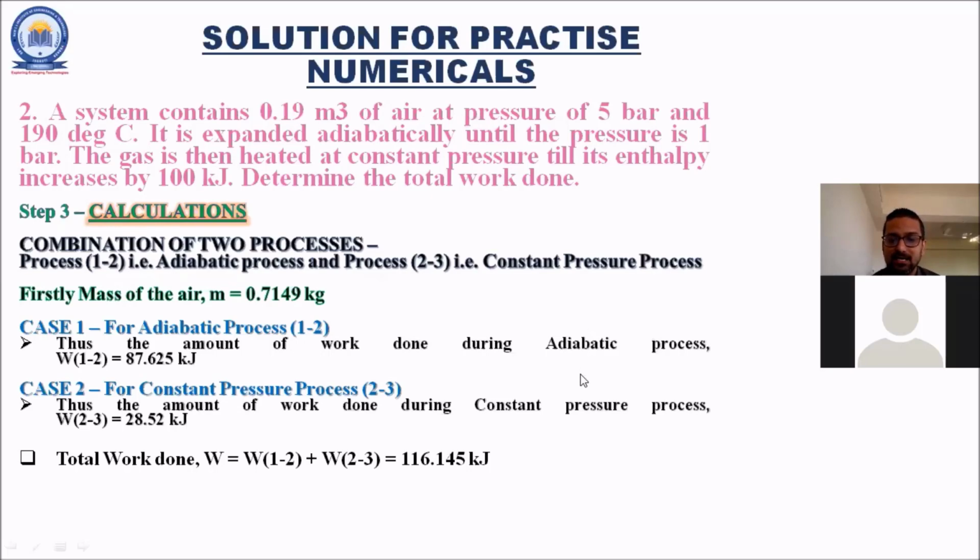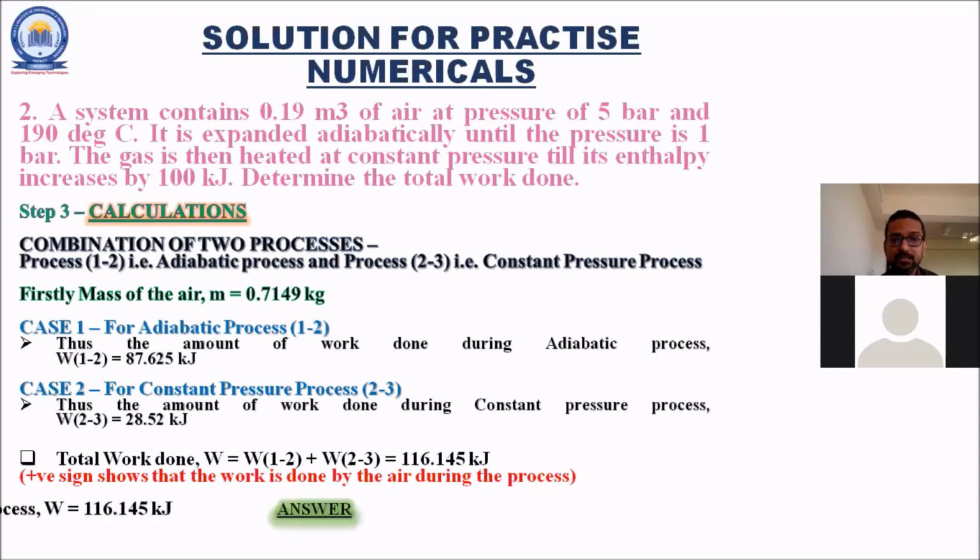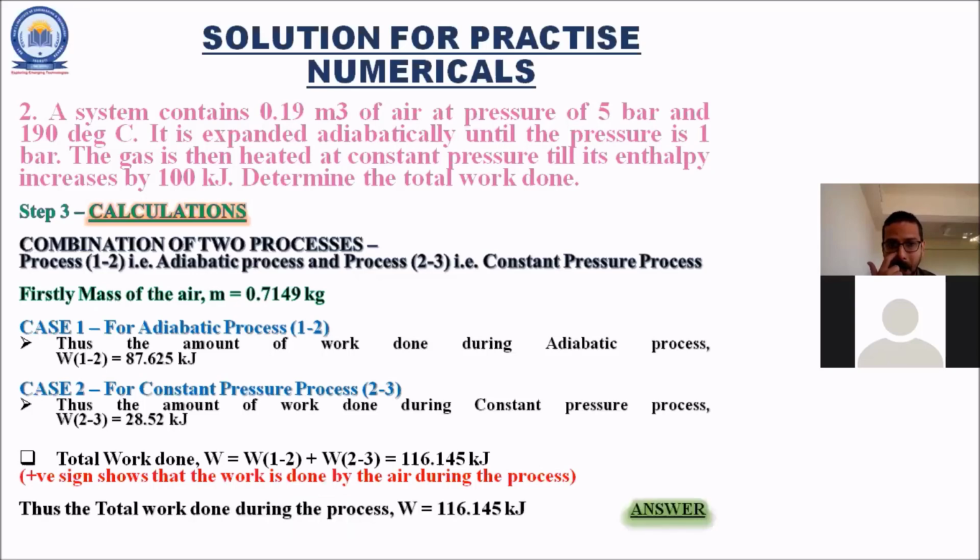So this is the final answer which was asked to calculate in this numerical, and since for the total work done we are getting the positive value, again mentioning the comment, the positive sign shows that the work is done by the air during the process. I hope now the comments are very clear to you, how to write down the comments. So the final answer, that is the total work done during the complete process, W is equal to 116.145 kilojoules.